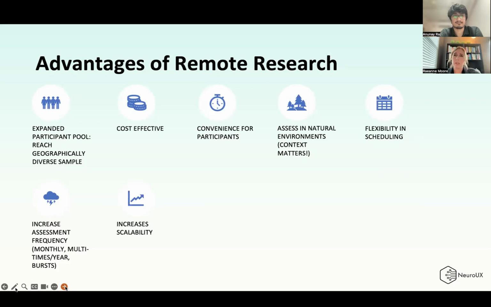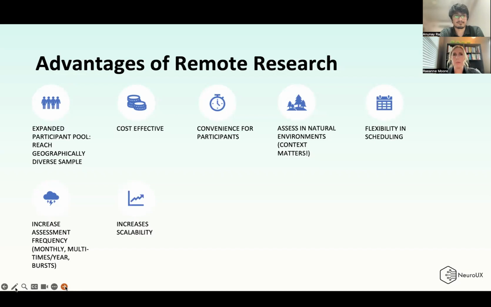It can also be much more cost effective, with less need for staff, in-person facilities, and staff time, reducing staff burden as well as participant burden. They don't have to spend time coming into our labs for our visits. They can do it from the convenience of their own home, not have that travel time, not have to take off work or get childcare, or a caregiver for their spouse if they have dementia, for example. So it can be really convenient for them as well.